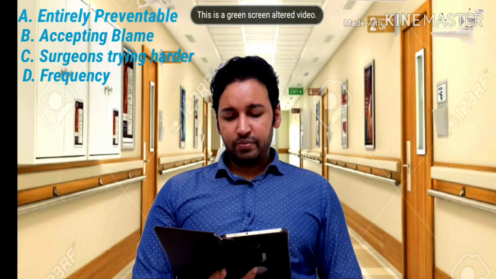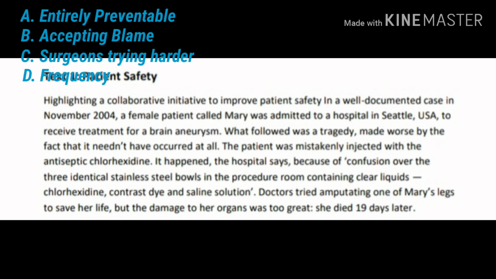So coming back to the text, let me read it out. Highlighting a collaborative initiative to improve patient safety is a well-documented case in November 2004. A female patient called Mary. So this is about Mary. We can identify that from right here. Was admitted to a hospital in Seattle, USA to receive treatment for brain aneurysm. What followed was a tragedy. Of course, it was a death made worse by the fact that it needn't have occurred at all.